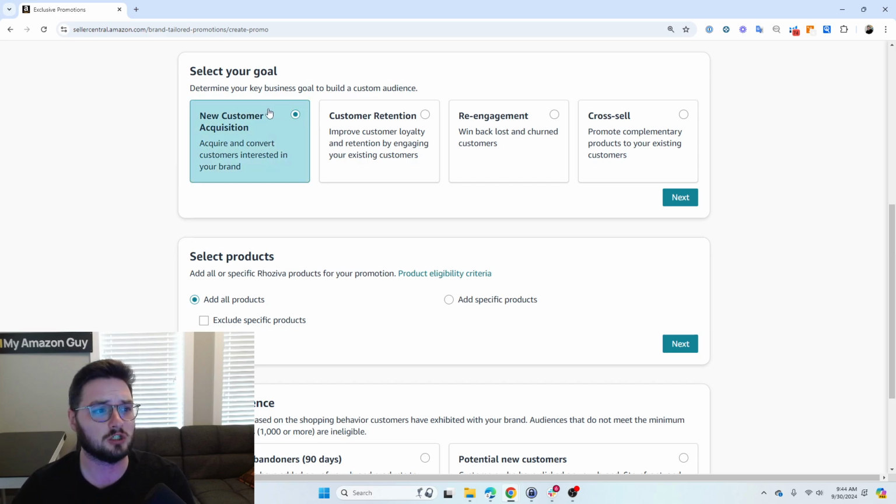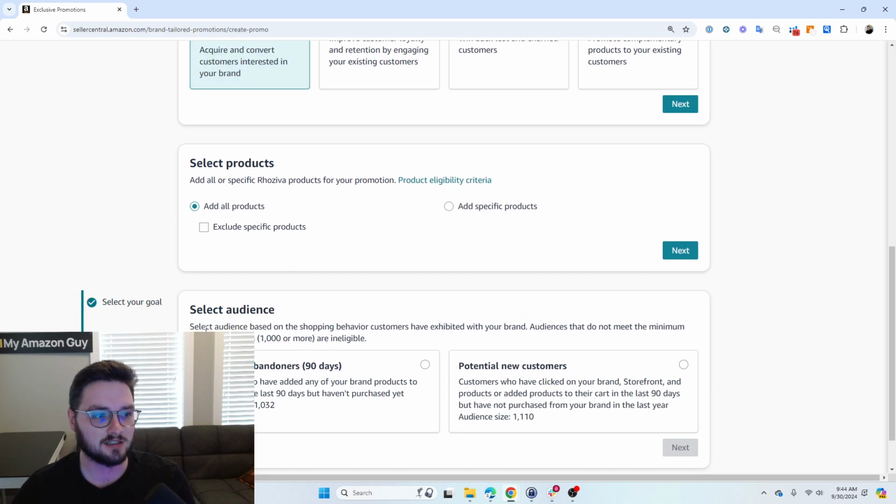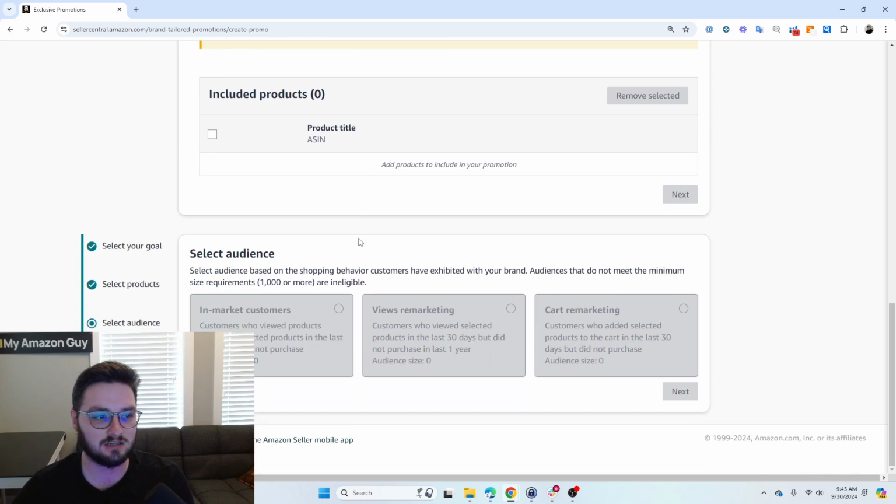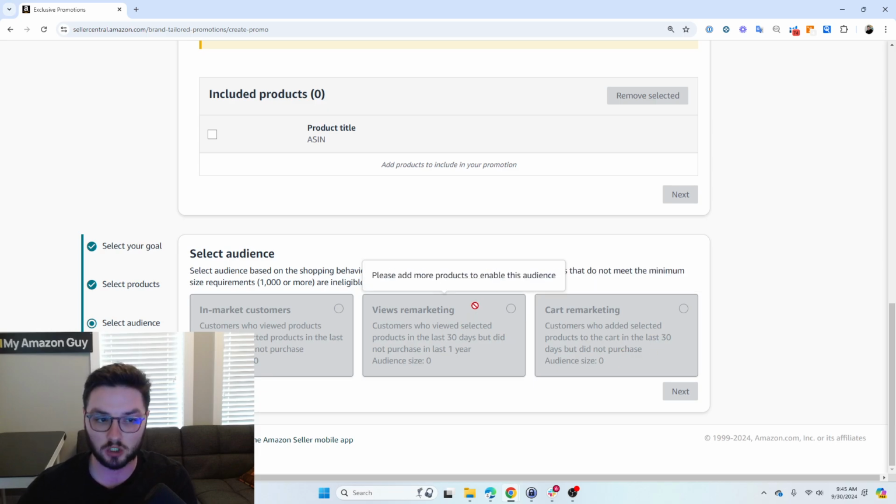Now, for new customer acquisition, this is going to show us our normal audience types if we're doing all of our products: our typical brand cart abandoners, everyone knows this one, as well as potential new customers. Now, the difference is if we do ad-specific products, you can see here we have three different types of new audiences. So we have cart remarketing. So this is customers who had your products in their cart in the last 30 days but did not purchase. Views remarketing, which is customers specifically looking at your product.